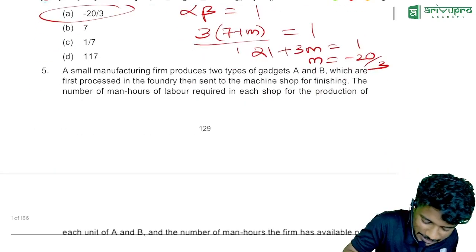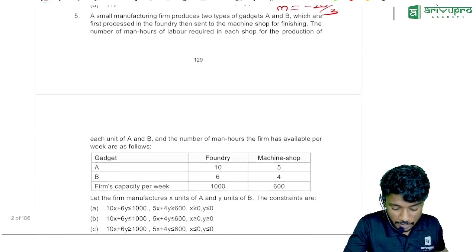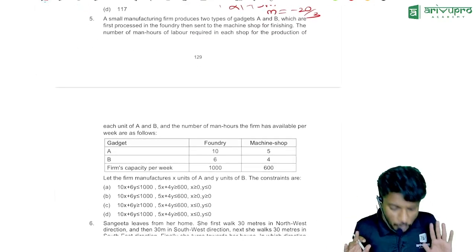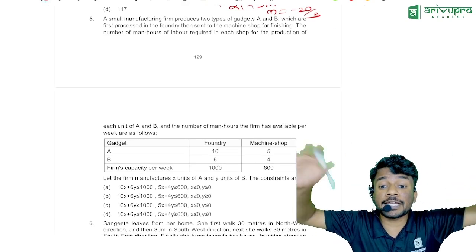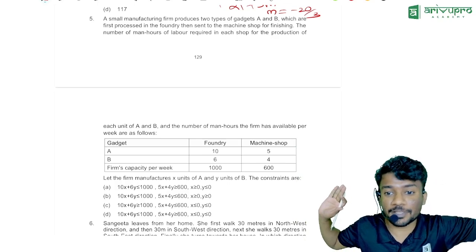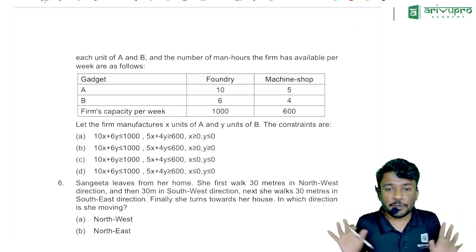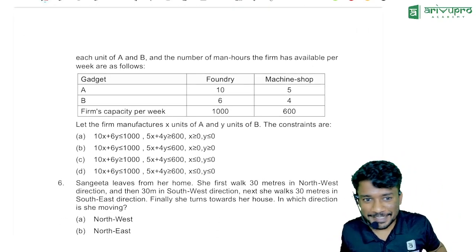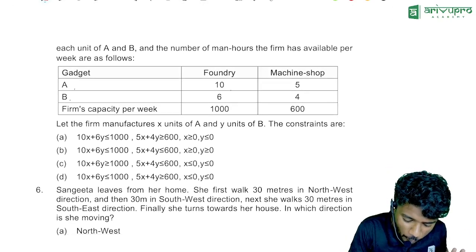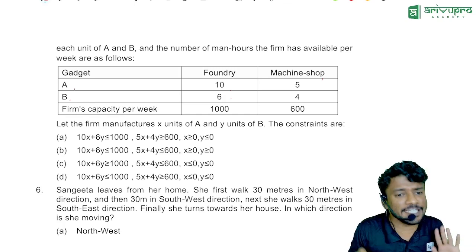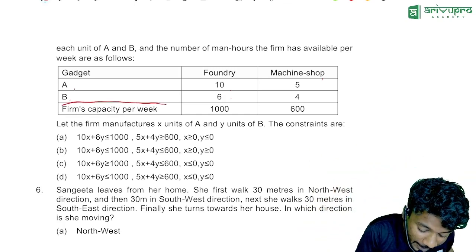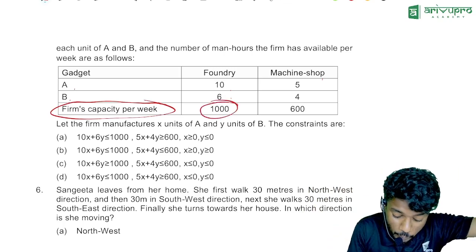Next one. Look at the question. Very big question, but the answer is very small. I'm not going to read the question, I'm just going to judge the question without reading it. Look at the table. You know that it is a question from inequality, right? Gadget is there, A is there, B is there. Foundry 10, 6, machine shop 5, 4. Then they are telling the firm's capacity per week is this much, 1000 and 600.